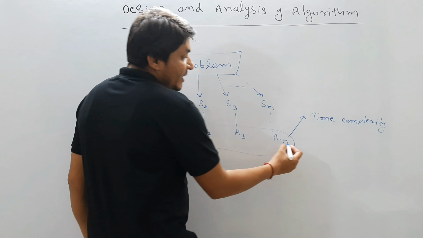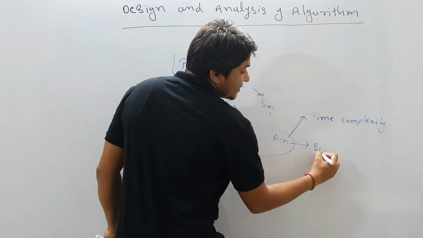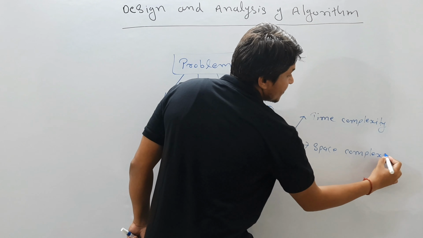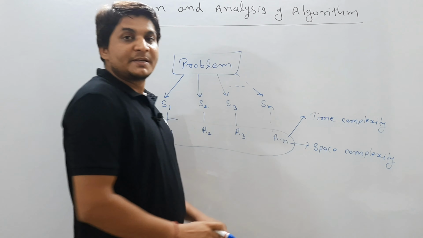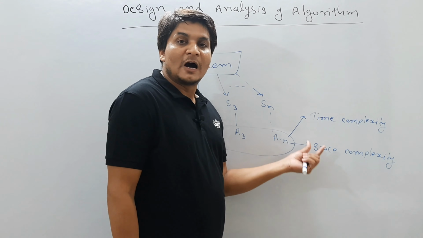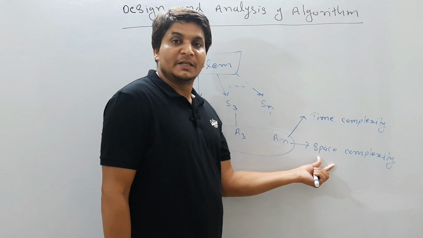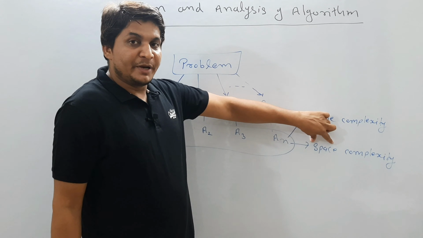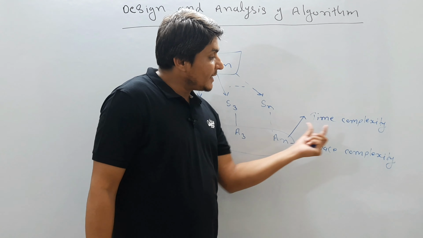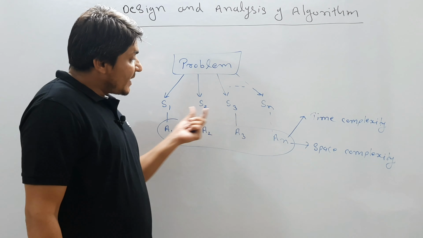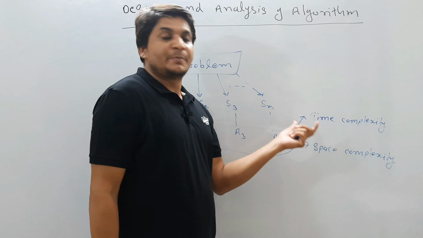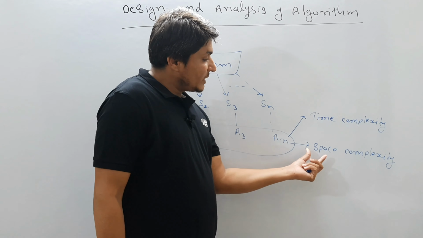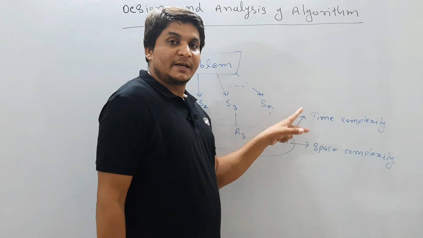Now what is the next parameter? The next parameter is space complexity. What is the meaning of space complexity? It means how much space an algorithm will take in memory. Space means memory, how much space that algorithm will take. So we have to select an algorithm which takes a minimum amount of time and space. So there are two parameters in order to select the best algorithm.